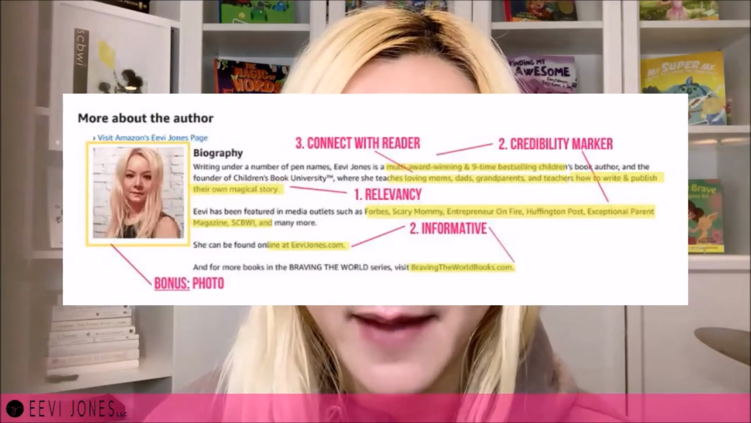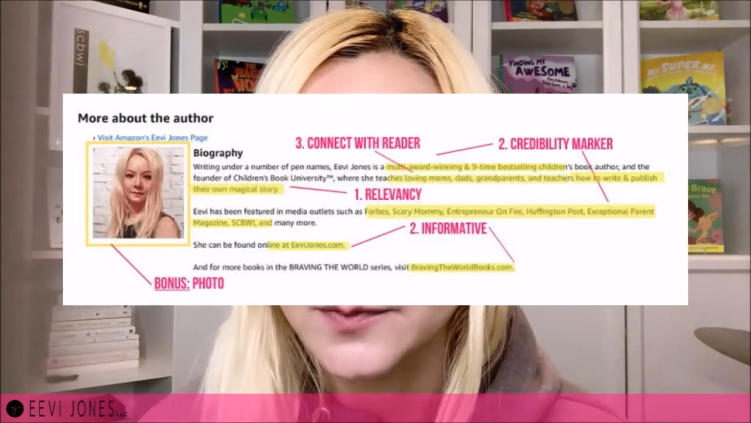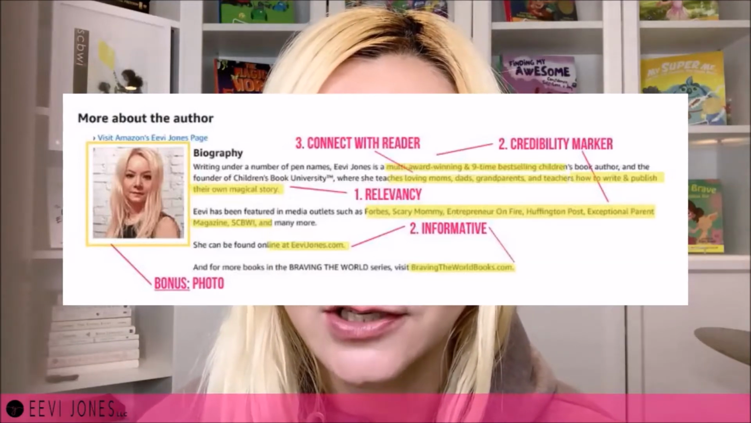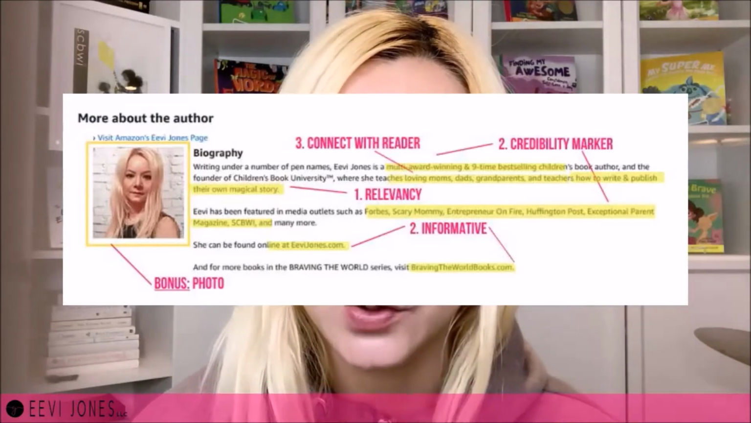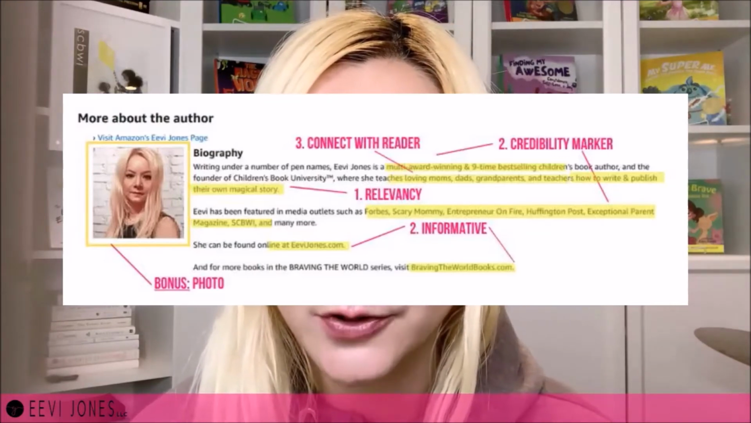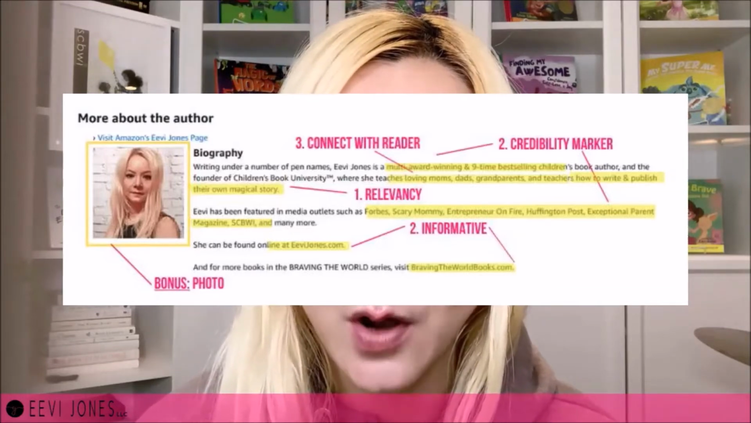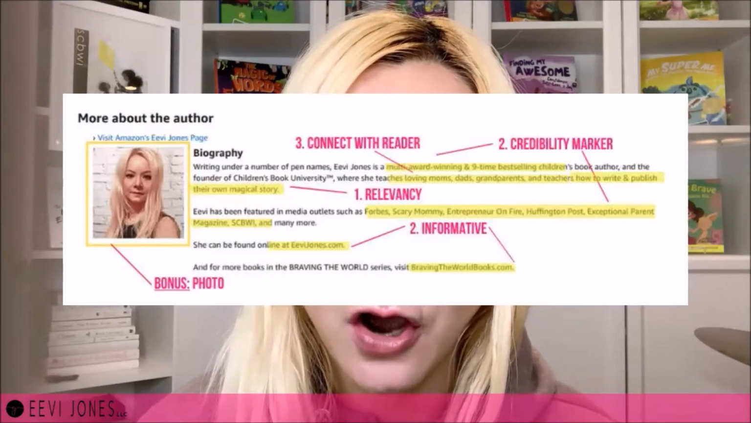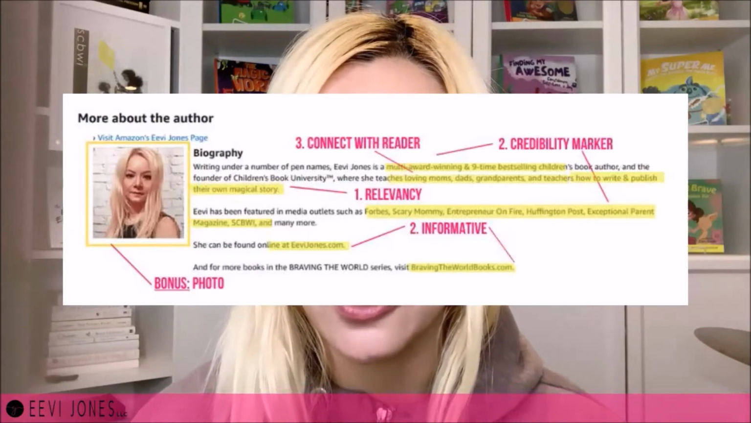"Writing under a number of pen names, Eevi Jones is a multi-award-winning and 9-time best-selling children's book author and the founder of Children's Book University, where she teaches loving moms, dads, grandparents, and teachers how to write and publish their own magical story. Eevi has been featured in media outlets such as Forbes, Scary Mommy, Entrepreneur on Fire, Huffington Post, Exceptional Parent Magazine, SCBWI, and many more. She can be found online at eevijones.com, and for more books in the Braving the World series, visit bravingtheworldbooks.com."